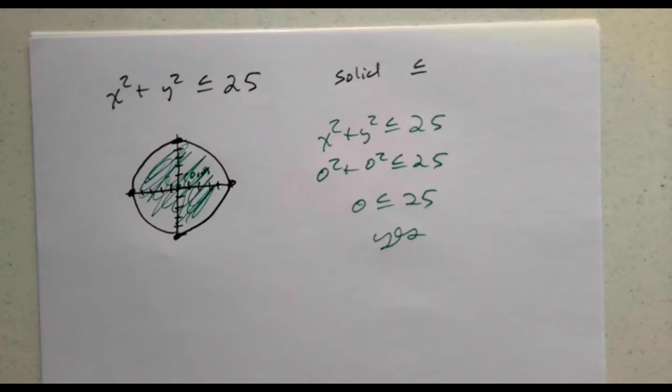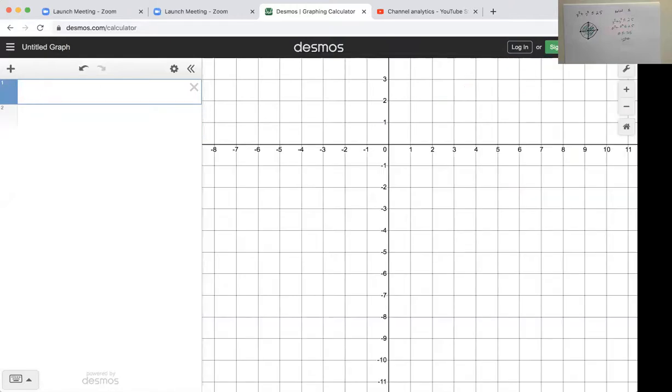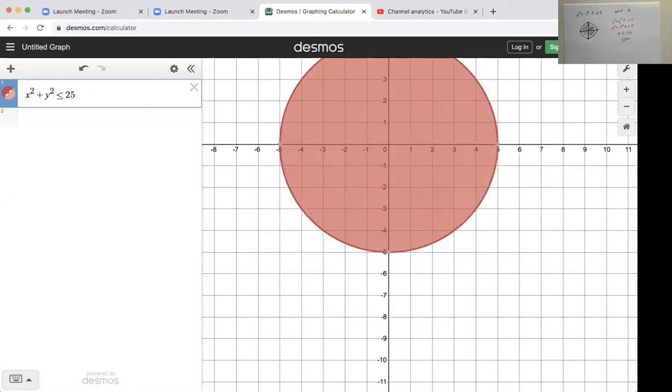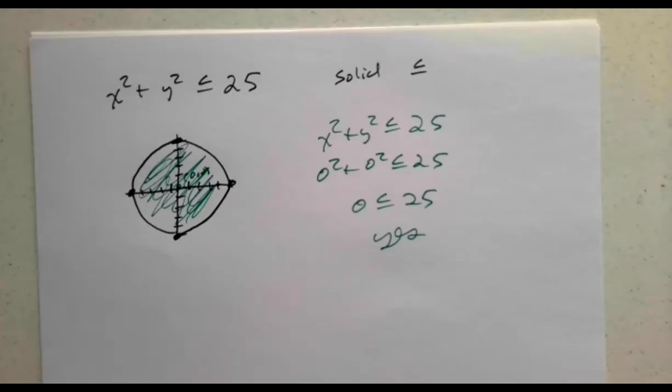So let's check that on Desmos. X squared plus y squared less than or equal to 25. You'll notice the solid line, the solid curve, excuse me. You'll notice it's shaded to the interior, shaded towards 0, 0. And it's a circle of radius 5, which is essentially the same thing that I have.